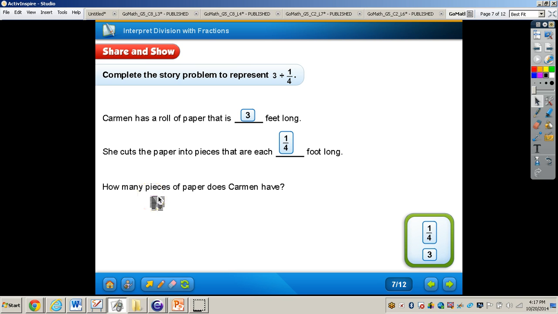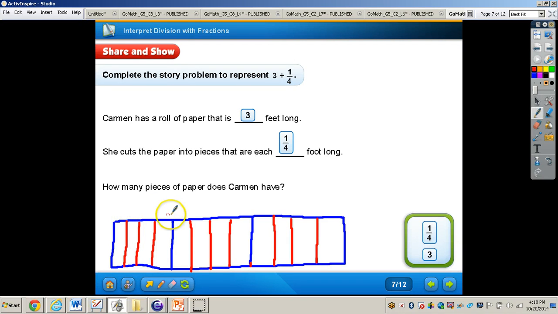Okay, so what we can see, you can see my 3-foot long roll of paper. All right, the blue parts representing each foot. So I have 1, 2, 3 sections. I divided them into 1/4. Okay, so how many pieces of paper does Carmen have? We have 3 divided by 1/4. You can see there are 1, 2, 3, 4, 5, 6, 7, 8, 9, 10, 11, 12. So how many pieces does she have? 12 total pieces.